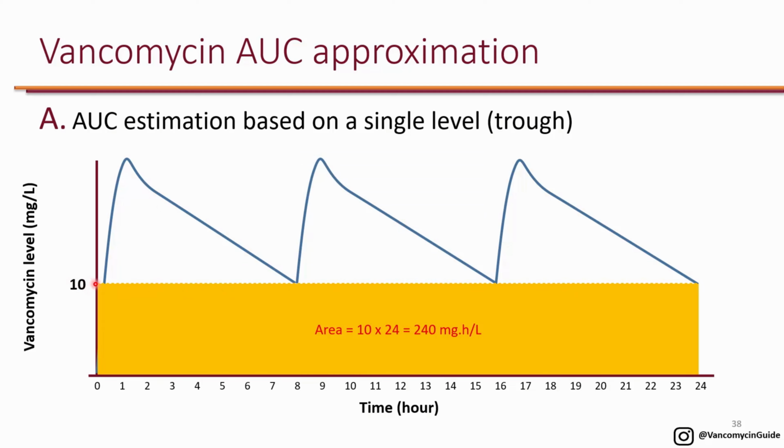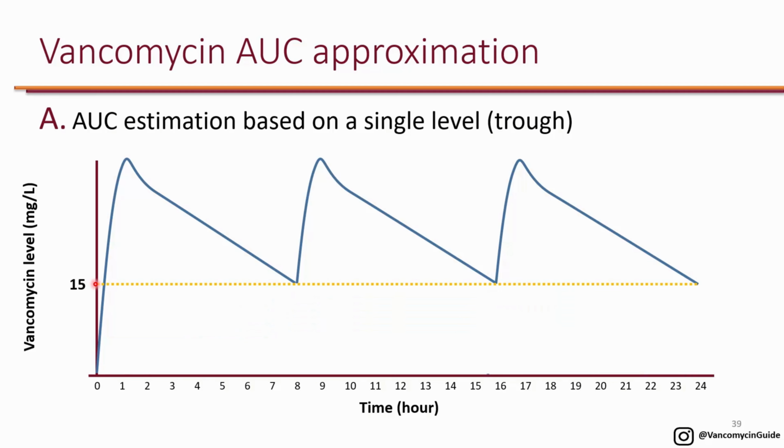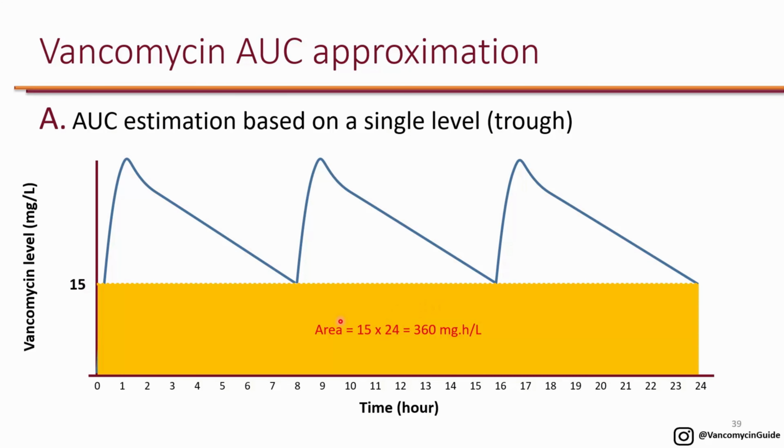So in a non-serious infection, if you have 10 to 15, of course 15 times 24 will give you 360. Now 360 is close to 400, and of course we have all of this area at the very top. So I'm very confident that a trough of 15 will achieve 400. For a non-serious infection, the old guidelines recommend a trough of 10 to 15, and they're saying that if you achieve a trough of 10 to 15, you probably had an AUC of at least 400.